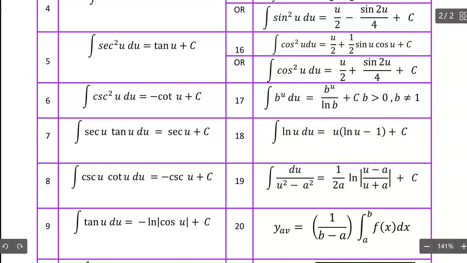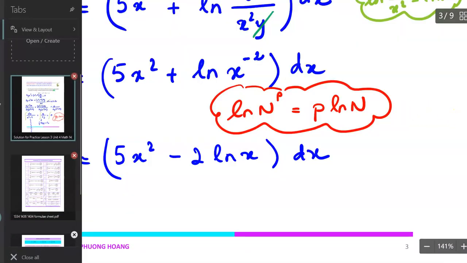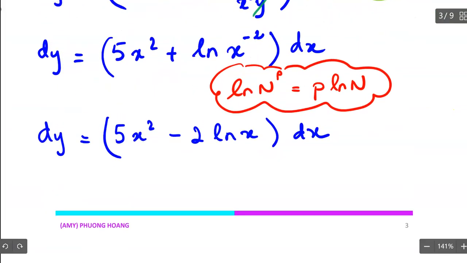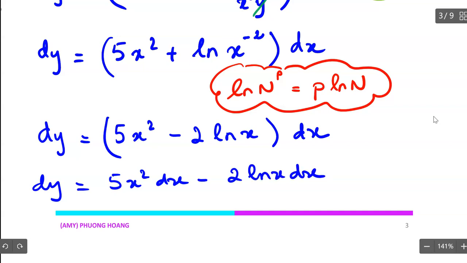Okay, so let's go back. Right here, I immediately turn that into a minus 2 ln of x. I know that if I integrate this, I will be able to just use the straight formula number 18. Because right here I can apply the property of ln. Before I do that, I'm going to write it like this. I multiply dx in. I multiply dx inside both of these.